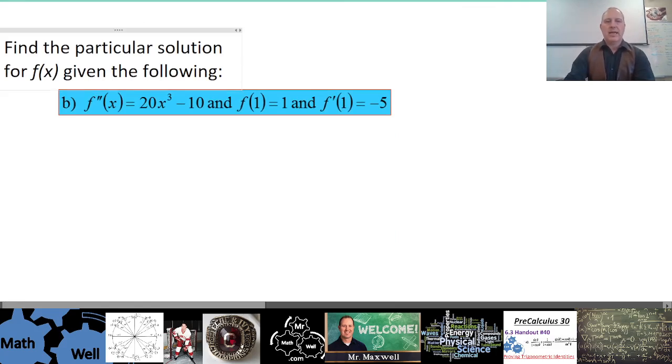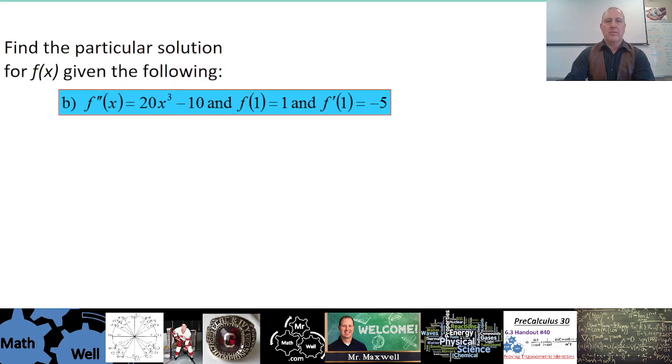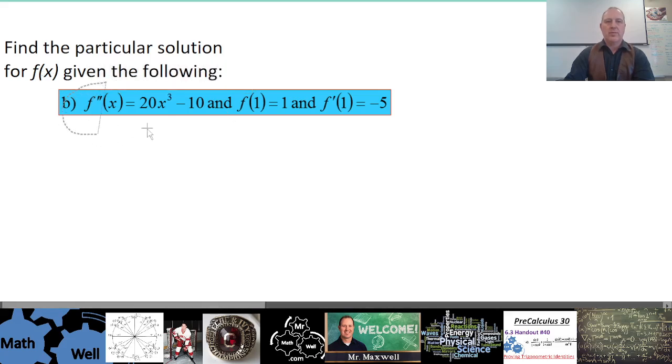This is the second derivative that we are given, right here. No problem at all. What we're also going to be given is some information about some initial conditions. This is the initial condition of the function, when f of 1 equals 1, but also we're going to be given some conditions for the first derivative, which is going to help us solve for that first c value. You'll see in a second.